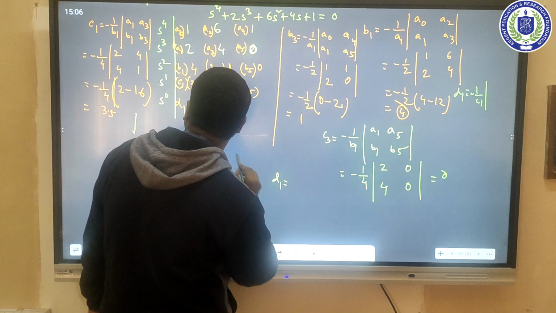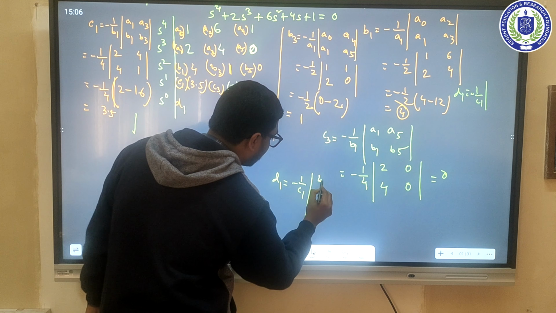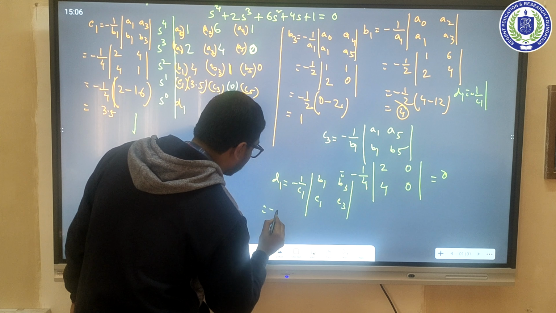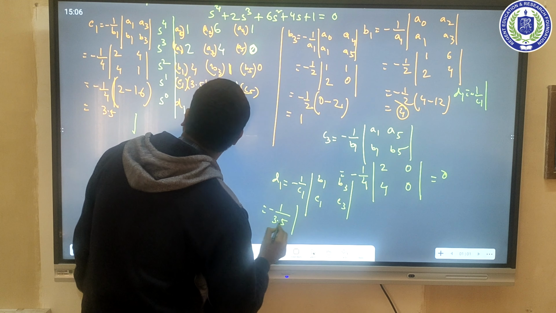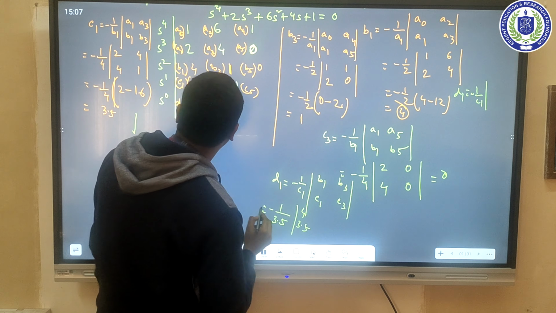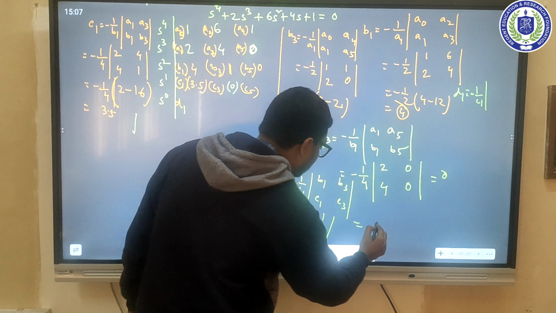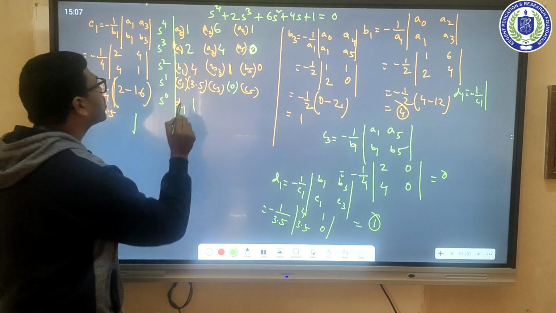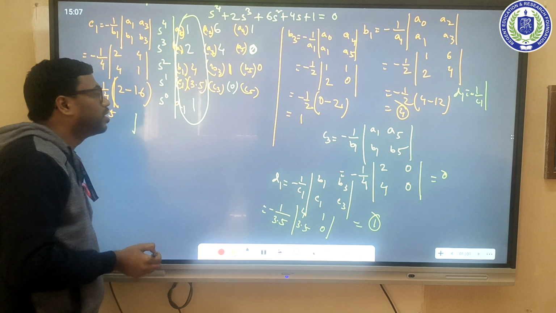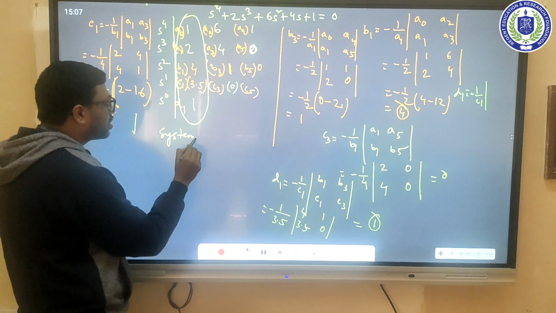So D1, last one. D1 is equal to minus 1 by C1, the determinant of B1, C1, B3, C3. So minus 1 by C1 means minus 1 by 3.5, with B1 C1 being 4 and 3.5, and B3 is 1 and C3 is 0. So it comes out to be 0 minus 3.5 by minus 3.5, it is 1. So D1 is 1. So I have got all the elements of this first column: 1, 2, 4, 3.5 and 1. So there is no sign change. So the system is stable.